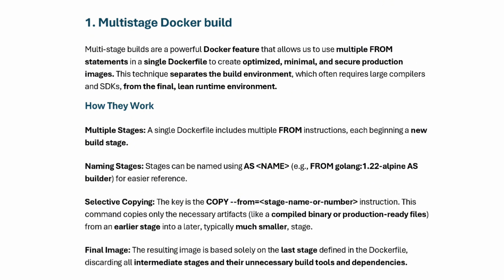How does this work? It has multiple stages. A single Dockerfile includes multiple FROM instructions, each beginning a new build stage. Naming stages: stages can be named using AS followed by the name. For example, FROM golang:1.22-alpine AS builder. So golang 1.22 alpine is given a short form, builder, as a reference for easier reference.